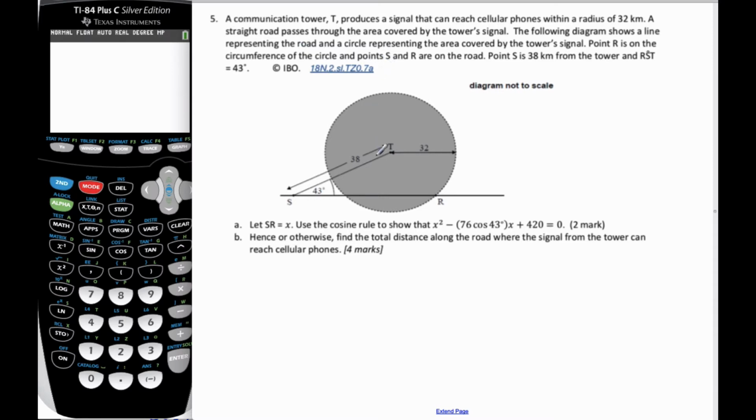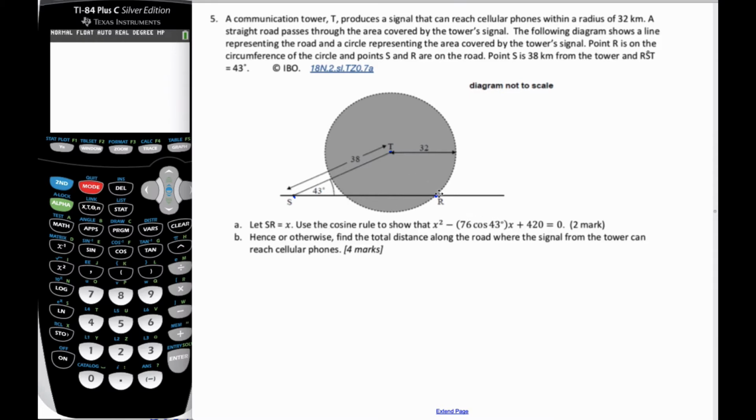Point R is on the circumference, and points S and R are on the road. S is 38 kilometers from the tower here. So here is 38 kilometers. And angle RST is 43 degrees. Now SR, I'm going to show that now.